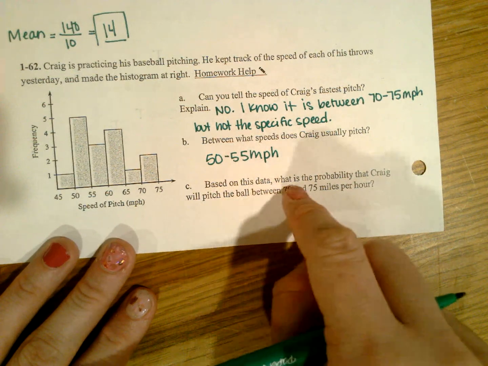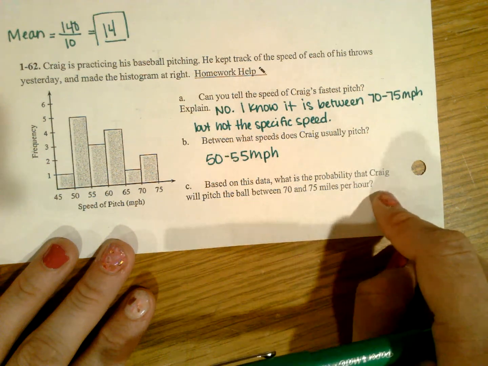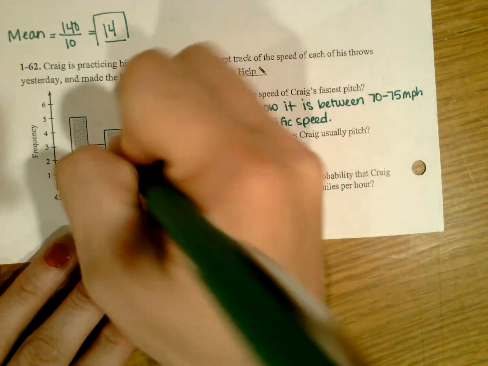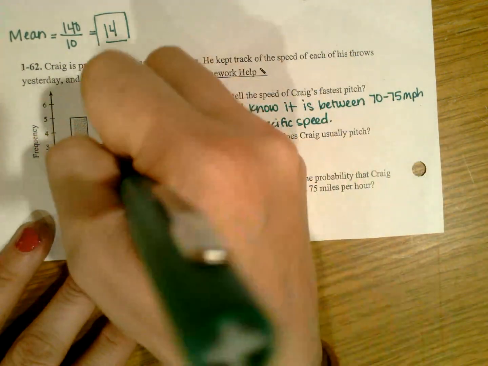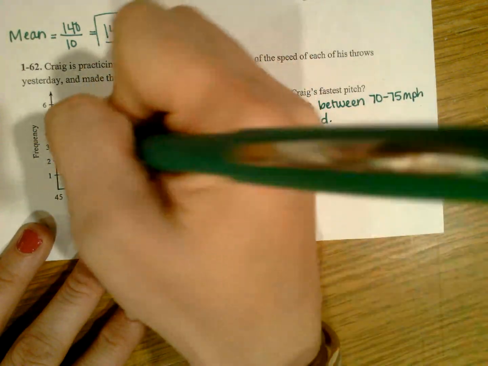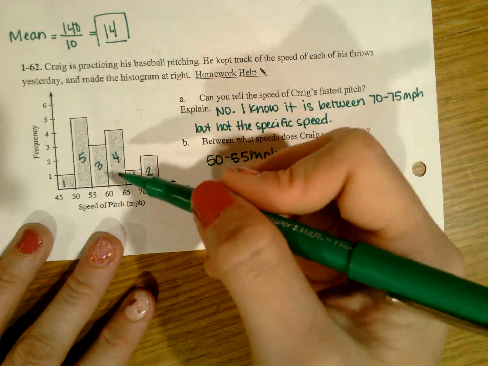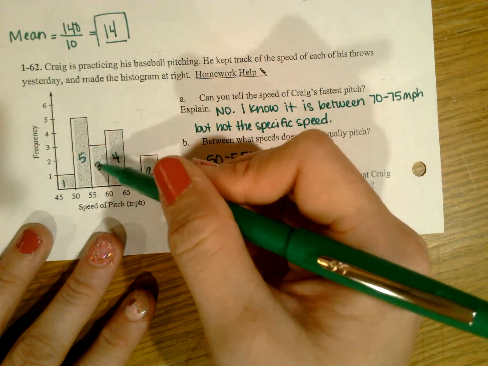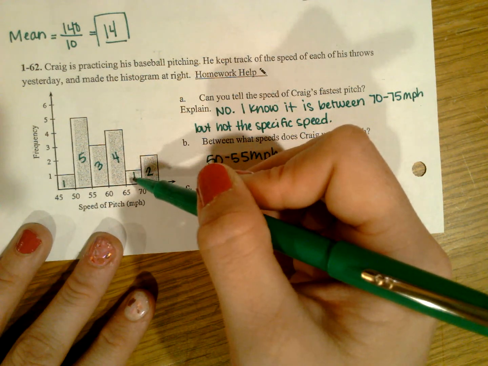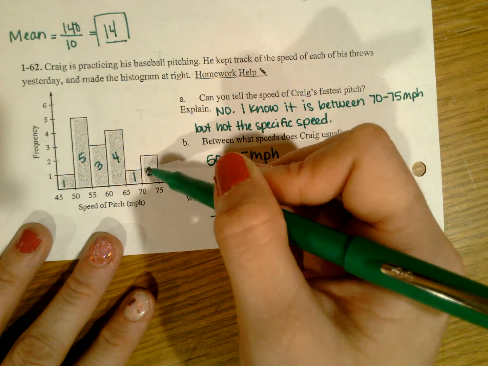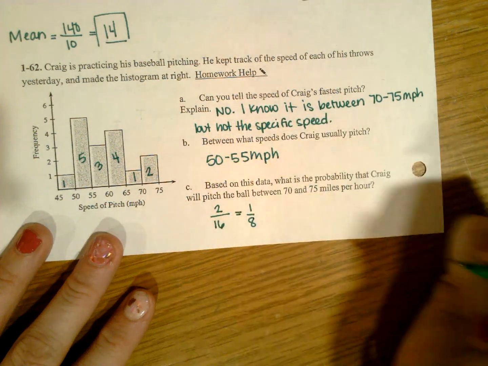Based on this data, what is the probability that Craig will pitch the ball between 70 and 75 miles per hour? So I have 2. So it'll be 2 out of however many pitches. So I have to figure out how many pitches he's done. So I add them all together. So 1 plus 5 is 6, plus 3 is 9, plus 4 is 13, plus 1 is 14, 15, 16. So it's 2 out of 16 or 1/8.